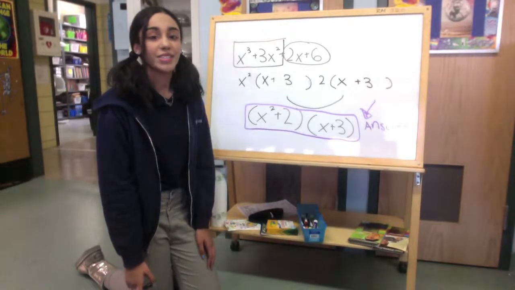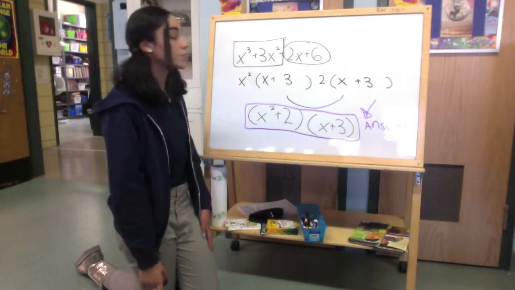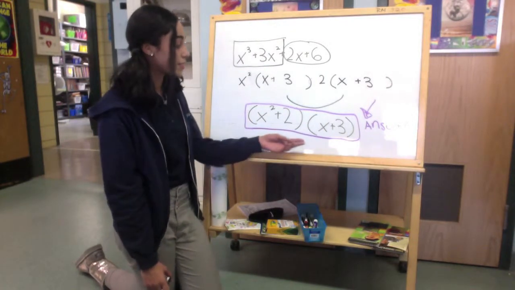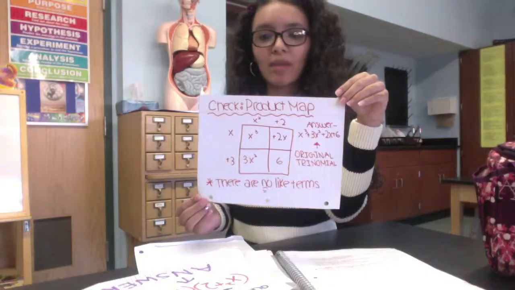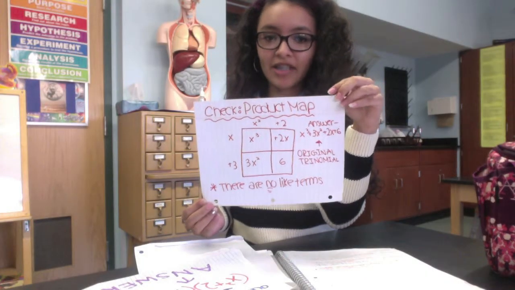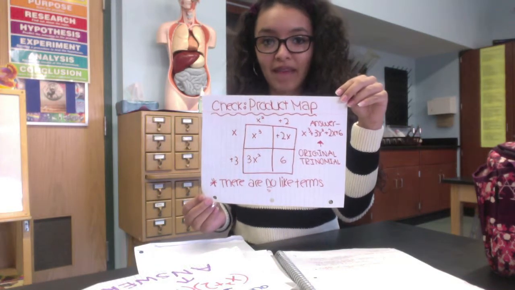That's correct. So the answer would be x squared plus 2 multiplied by x plus 3. You can also use product map to check your work by multiplying these two binomials to make sure that it brings you back up to this polynomial. I multiplied my two parentheses by each other and notice how I got back to my original trinomial, and I am now confident that I have the correct answer.